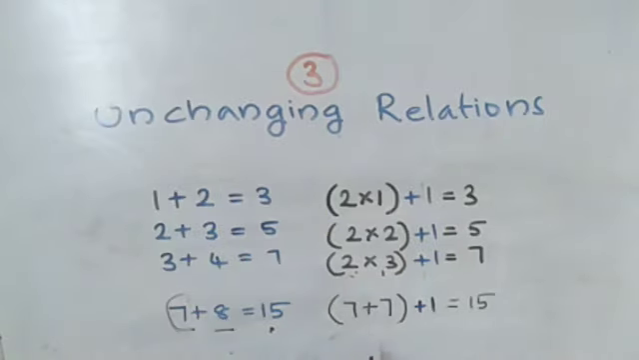Here you can see we add 7 two times. That is, here we do 2 into 7, that is 7 plus 7. Then add 1 here. Again add 1 here. That is equal to 15. We got 15 here also.